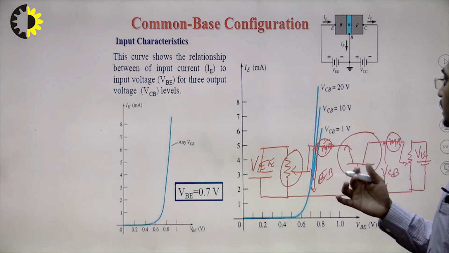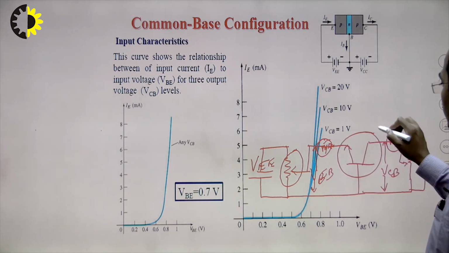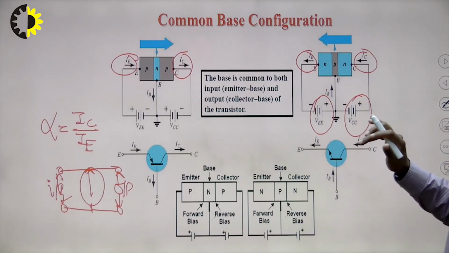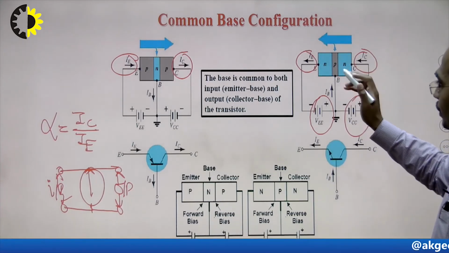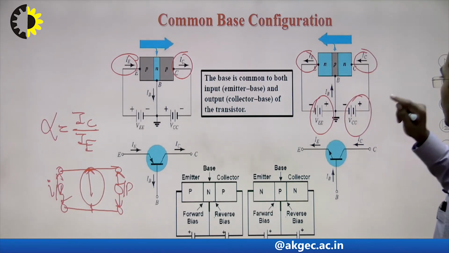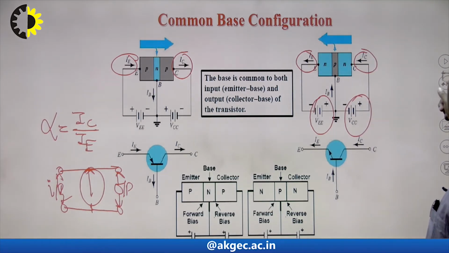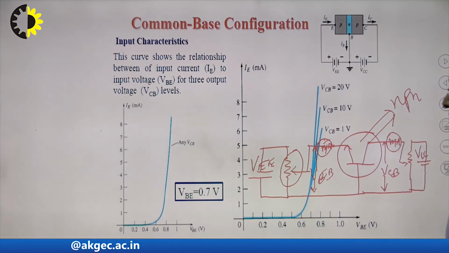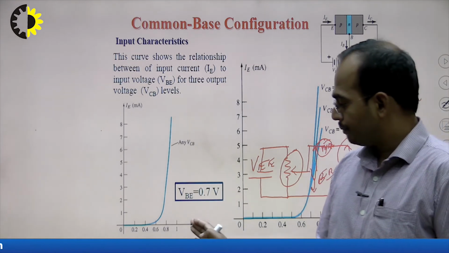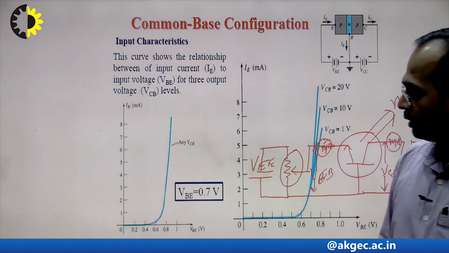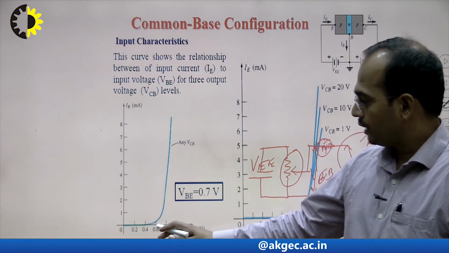If I consider this is an NPN transistor, the emitter base junction is forward bias, so the input characteristic will simply follow the forward characteristic of the PN junction diode. What is the forward characteristic of the PN junction diode? It was the exponential curve, where the current increases when the input voltage crosses the cut-in potential. Before the cut-in potential, the current flowing through the diode is 0, and after the cut-in potential, the current increases.